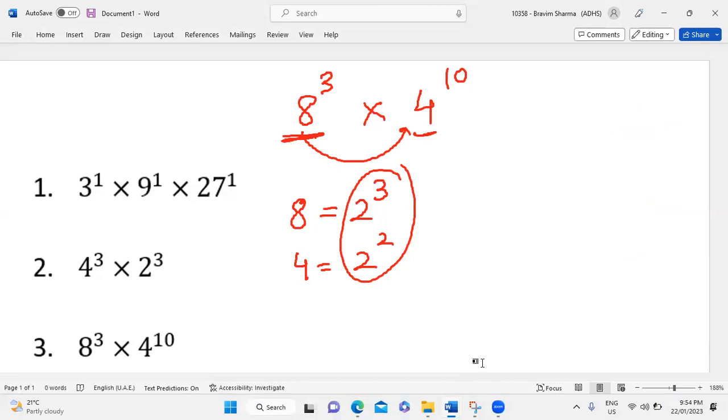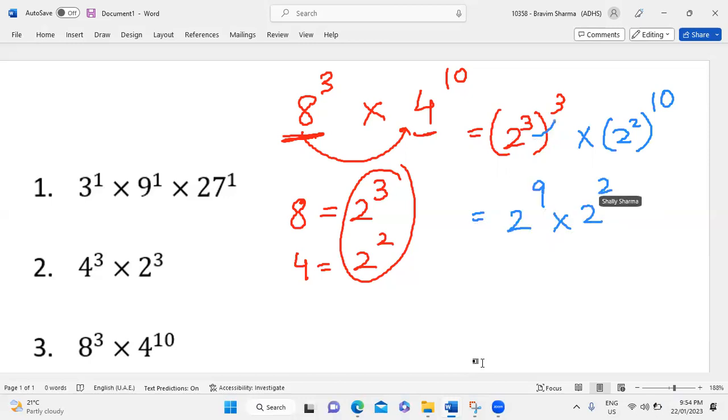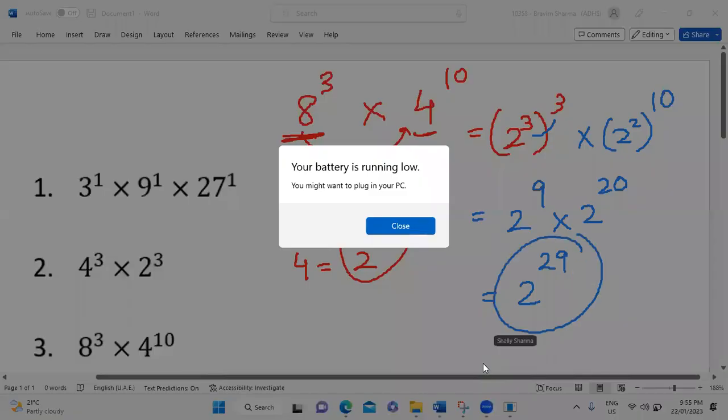So what I am going to write here is 2 cubed, that is 8, and the whole raised to the power of 3, times 2 raised to the power of 2 and the whole raised to the power of 10. So this is equal to 2 raised to the power of 3 times 3, which is 9, times 2 raised to the power of 20, which will be 2 raised to the power of 29.